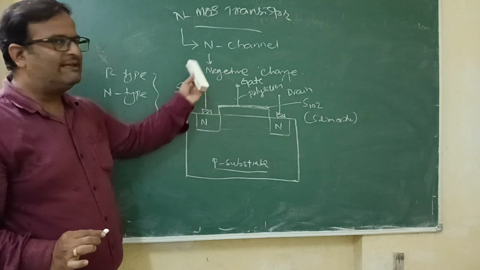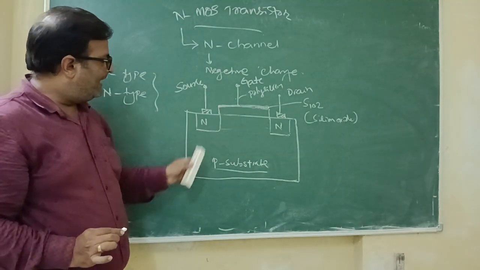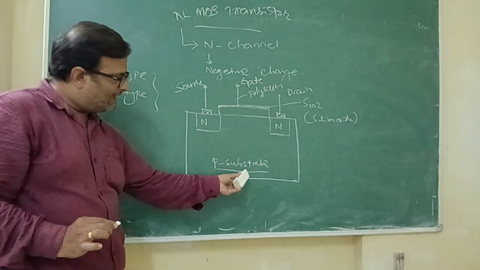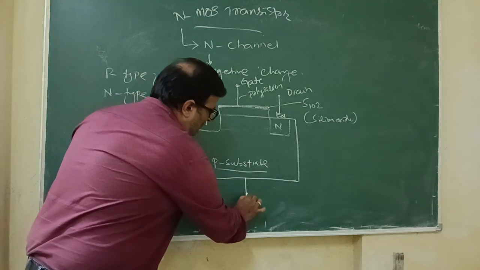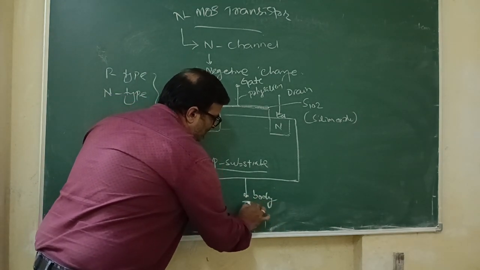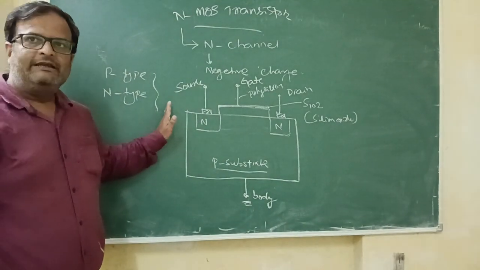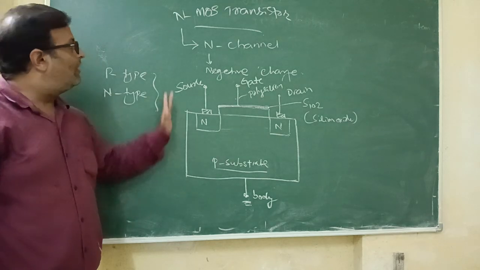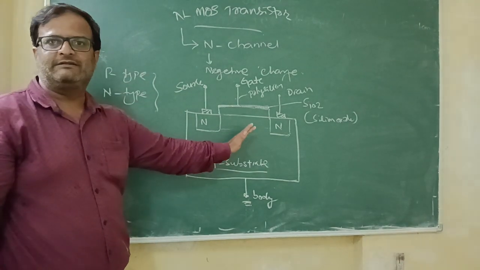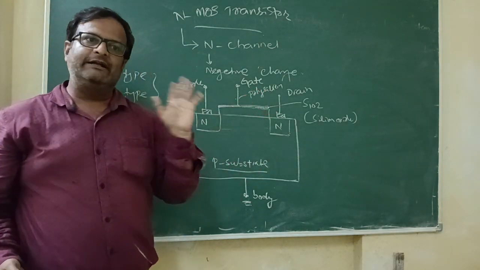Now when we apply some voltage between gate and, again, there is another terminal. This terminal is known as body, or we can say it is a ground terminal. So simply we can say in an N-MOS or MOS transistor we have four terminals, but we already know that the transistors have only three terminals.